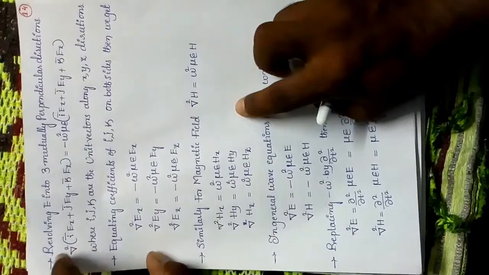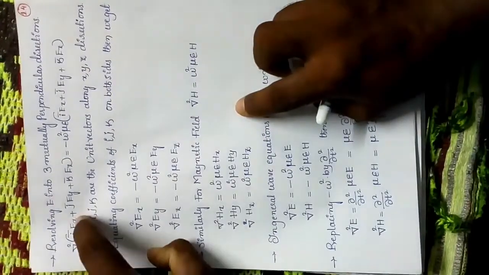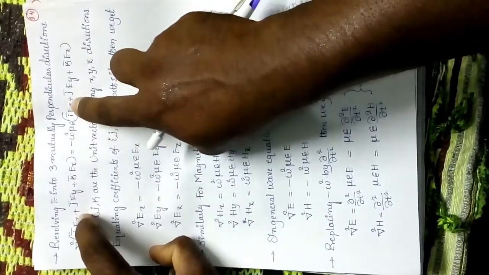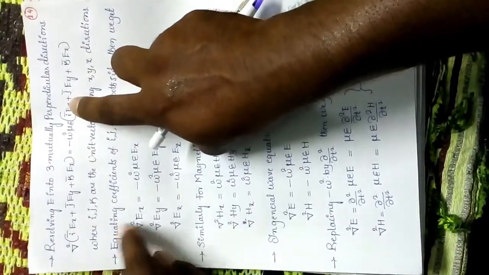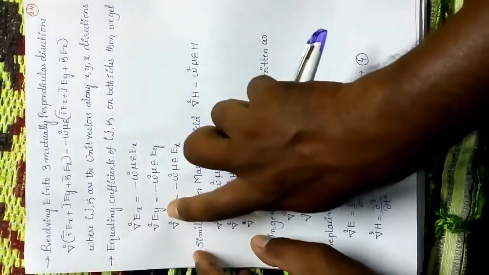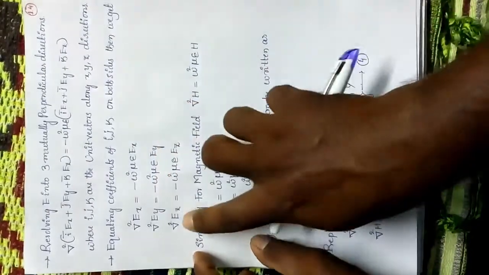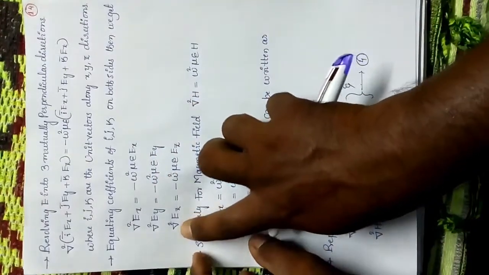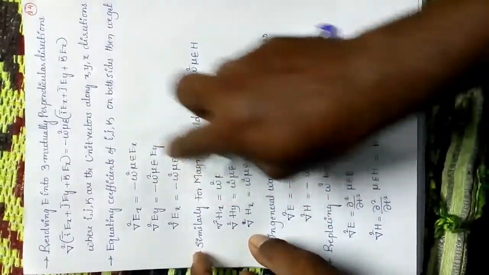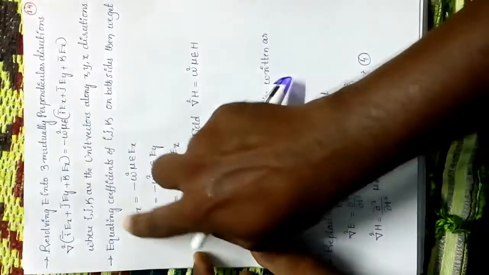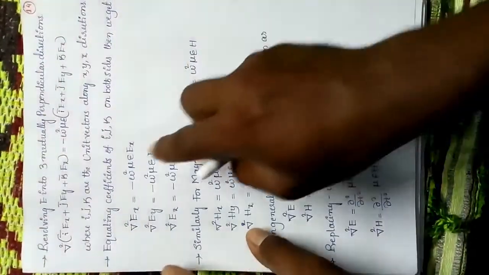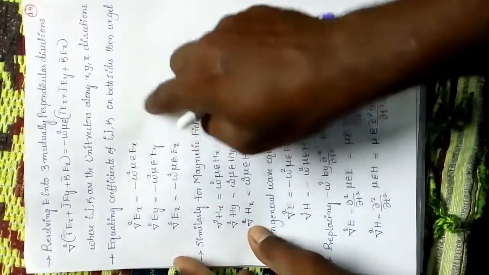taking the I term, del square, that means I into del square Ex. Here also I into minus omega square mu epsilon into Ex. So what we are getting is del square Ex is equal to minus omega square mu epsilon Ex. Similarly, del square Ey is equal to minus omega square mu epsilon Ey. Similarly for Ez, del square Ez is equal to minus omega square mu epsilon Ez. These 3 terms are getting from this, and these 3 terms are getting from this. Next, this is complete regarding electric field.